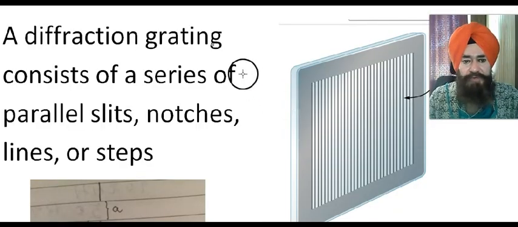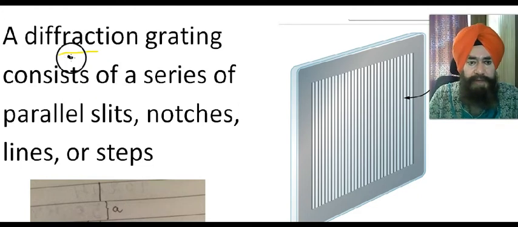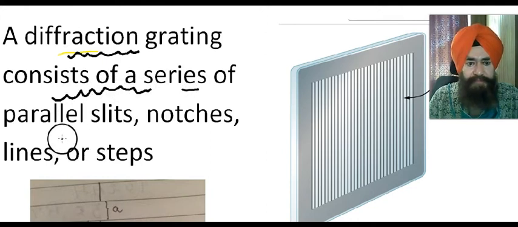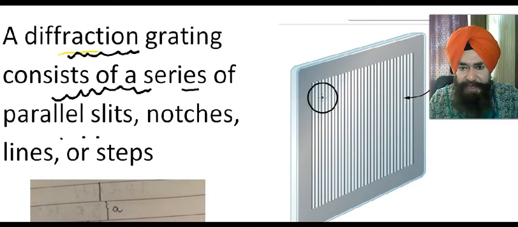So what is the diffraction grating? A diffraction grating consists of a series of parallel slits. Just look, we are seeing some lines here. There are some transparent lines, then an opaque portion, again transparent, again opaque, again transparent, again opaque. In this way, it is a series of slits through which the light can pass.